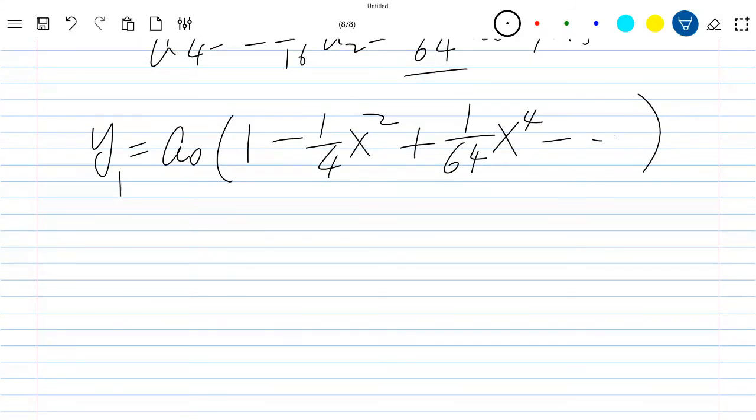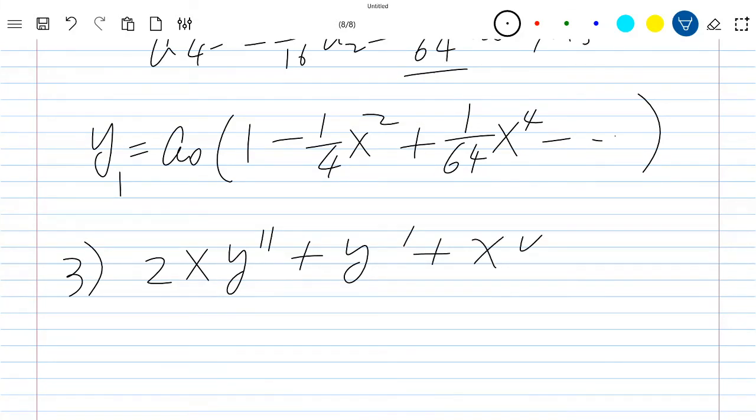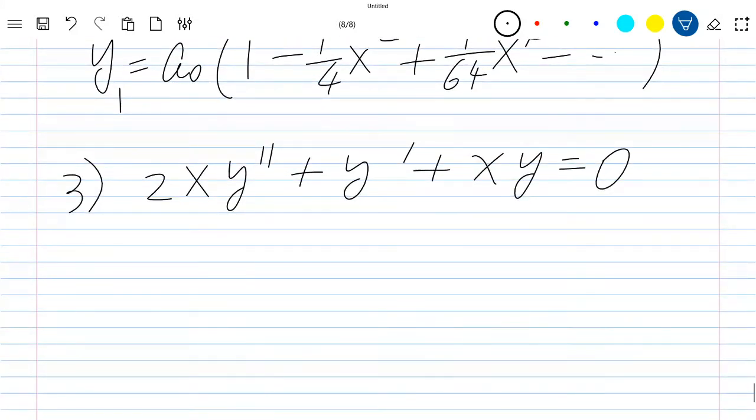All right, let's see one more example, then we will be done. This one would be 2xy double prime plus y prime plus xy equals 0. Okay, so let's find out the Euler equation. Well, once again, let me just multiply it by x.